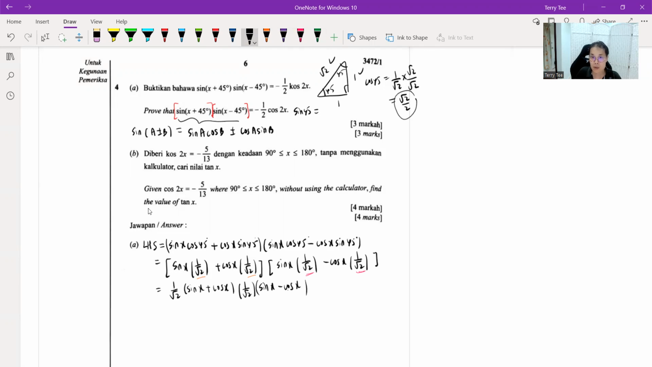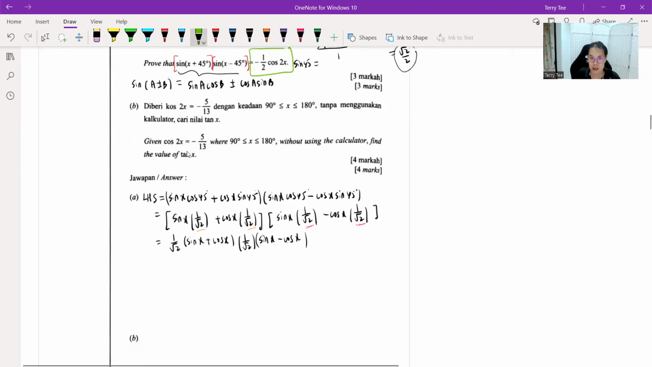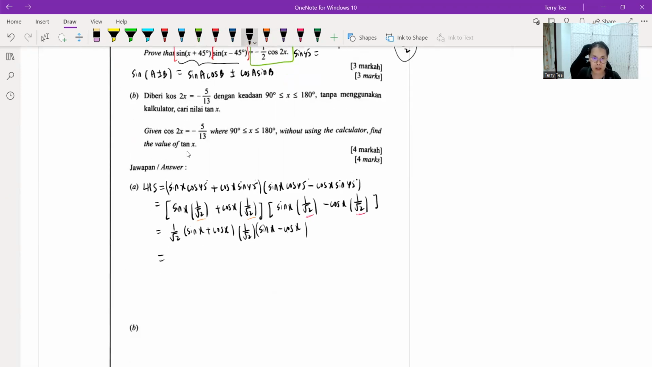Now, look at your right-hand side. I'm supposed to get a negative half cos 2x, okay? Now, number one, I think we can take these two and multiply together. You square it. This is sine X plus cos X times sine X minus cos X. Now, remember, when you expand a plus b times a minus b, you get a squared minus b squared. And when you have 1 over surd 2 and you square it, you just get 1 over 2. So this is your sine square x minus your cos square x.